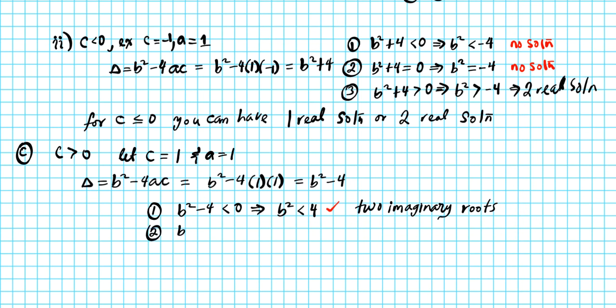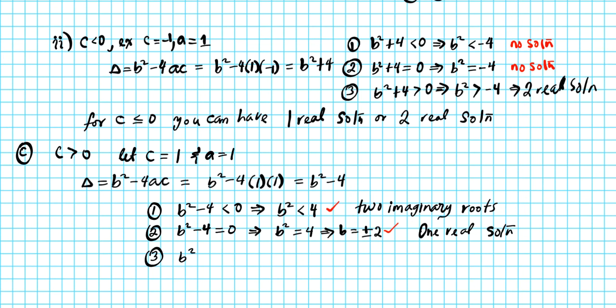Alright, case 2, b squared minus 4 equals 0. Is there a real number that satisfies this equation? Add 4 to both sides, b squared equals 4. Can you solve this? Certainly, if you root both sides, you have b equals plus or minus 2. So this is defined. So what does this tell us? It tells us that it is possible to have one real root or solution, the same thing, whenever c is greater than 0.